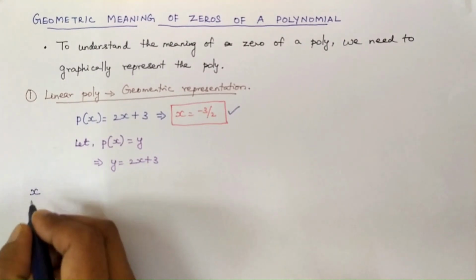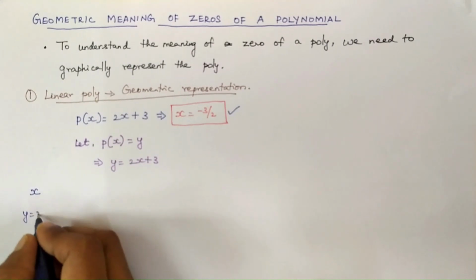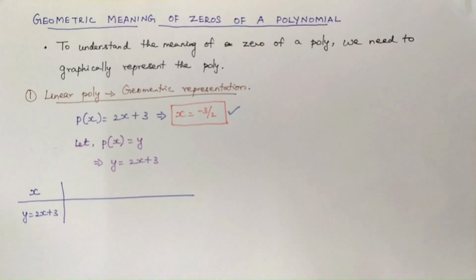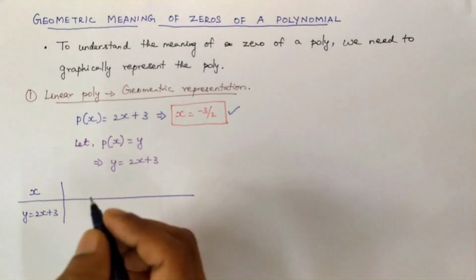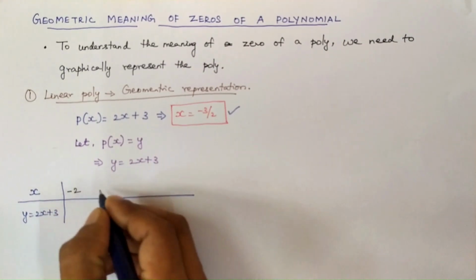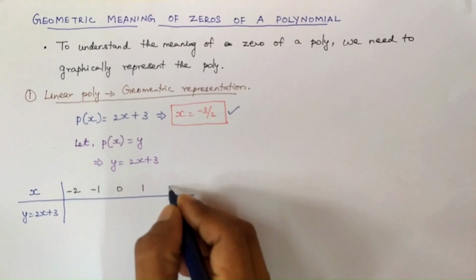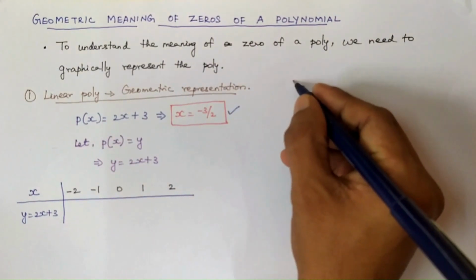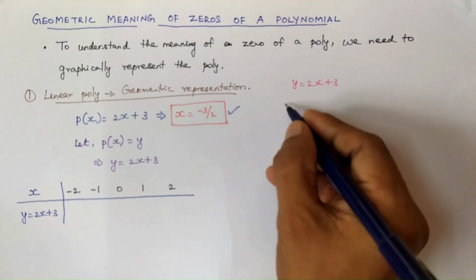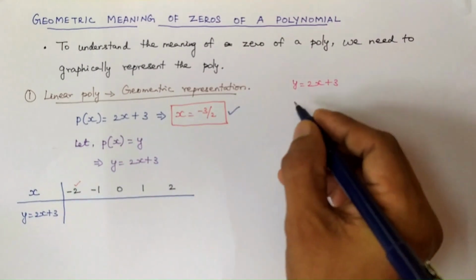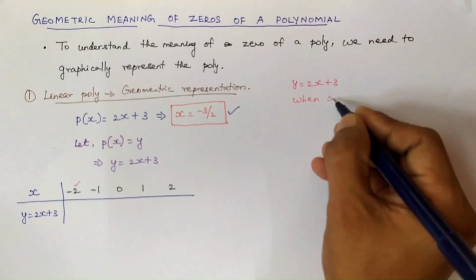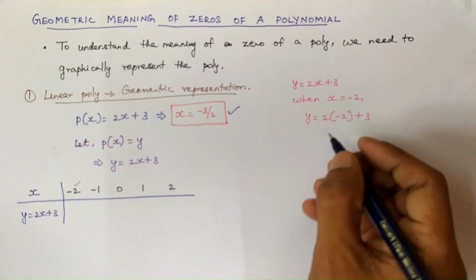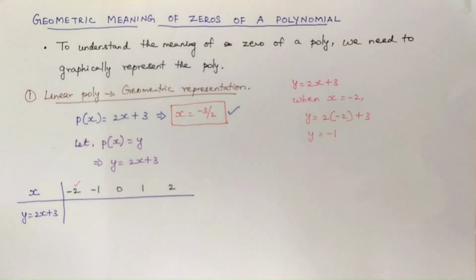So we take x here and y is equal to 2x plus 3 here. And we take some random points, say minus 2, minus 1, 0, 1 and 2. So we have y is equal to 2x plus 3. When x is equal to minus 2, y is equal to 2 into minus 2 plus 3. So y is equal to minus 1.